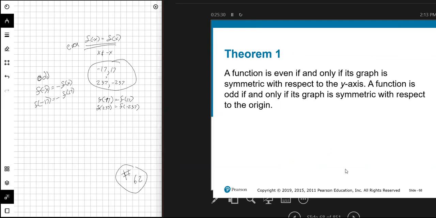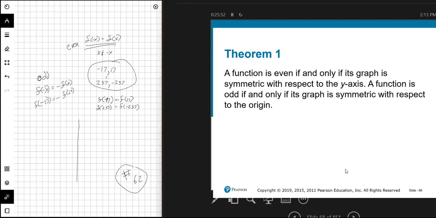So what the "if and only if" means in these two statements is that it goes both ways. If you have a function that is even, then you know it's going to be symmetric with respect to the y-axis. And if you have the graph of a function that is symmetric with respect to the y-axis, then you know it is an even function.